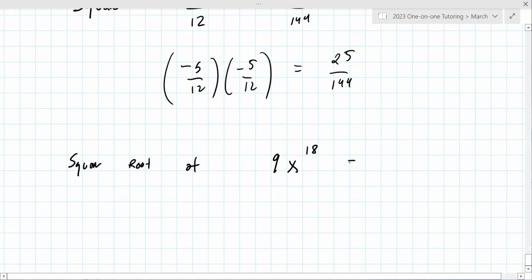It would be 3 and x to the 9th power. Very good. This is helpful. Okay. All right. So we need to review a couple of exceptions.